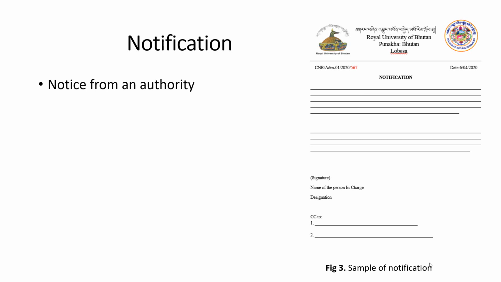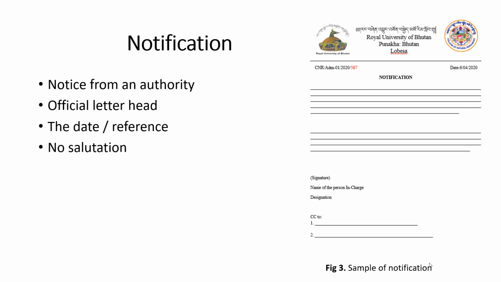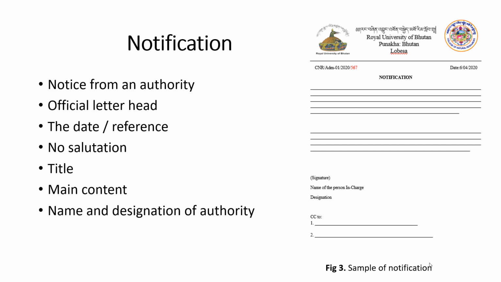Therefore, it is recommended to practice the format used in an organization that you are working for. The key components include official letterhead, the date and reference, no salutation, the title, that is notification, main content, the name and designation of the authority. Notification should be legible and signed by the authority as mentioned here. It can also be copied to some relevant officials for information sharing.